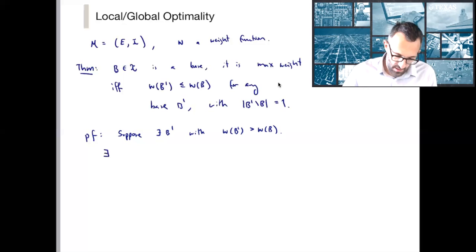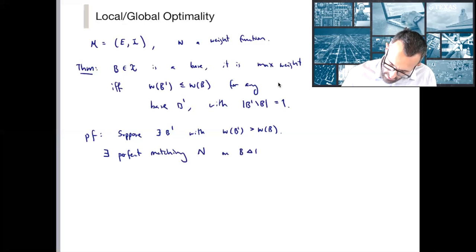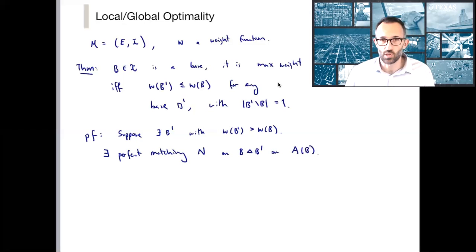So we know that there exists. I'm sorry. We will be using the directed graph that we talked about in the previous lecture. So there exists a perfect matching. We'll call it again N, of the symmetric difference. That's what our previous result stated, what the corollary stated. And you can see how this is going to work.